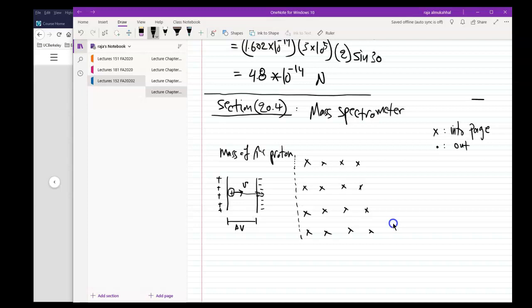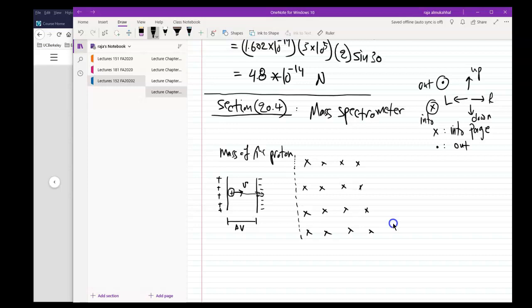So this is right, left, up, down, into, out of the page. Oh, I reached the limit of the screen. There we go. Into, get that? There we go.